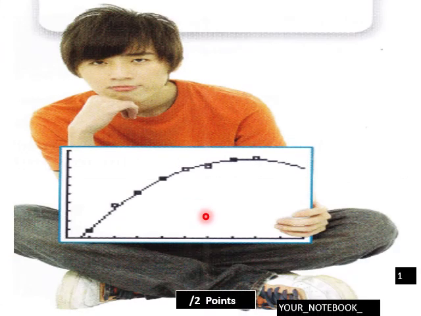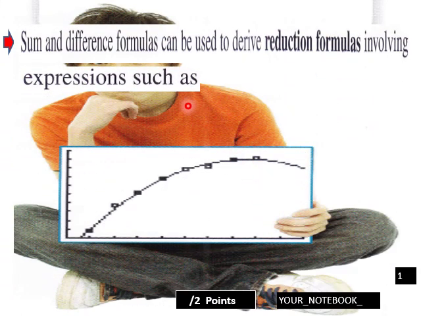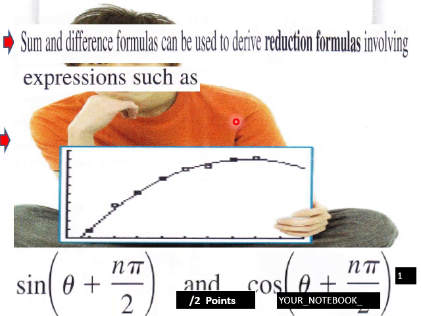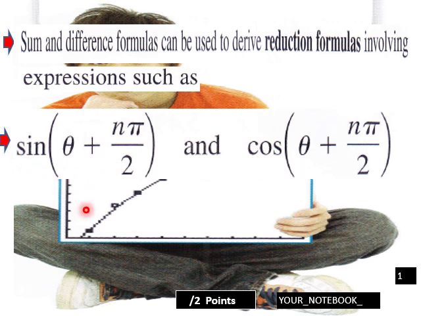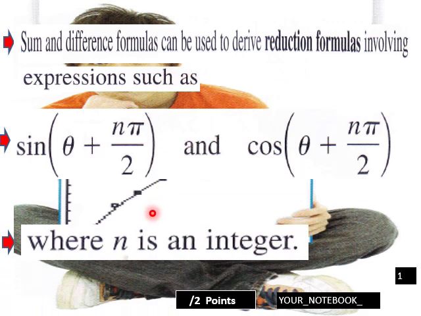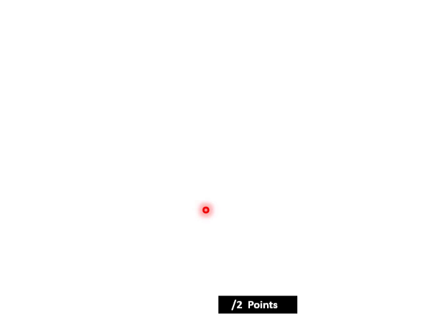Okay, moving on now into today's lesson, part 2, 5.4. In your notebook, students: sum and difference formulas can be used to derive reduction formulas involving expressions such as sine theta plus n pi over 2 and cosine theta plus n pi over 2. So sum and difference formulas can be used to derive reduction formulas involving these expressions here. What are reduction formulas? Where n is an integer.